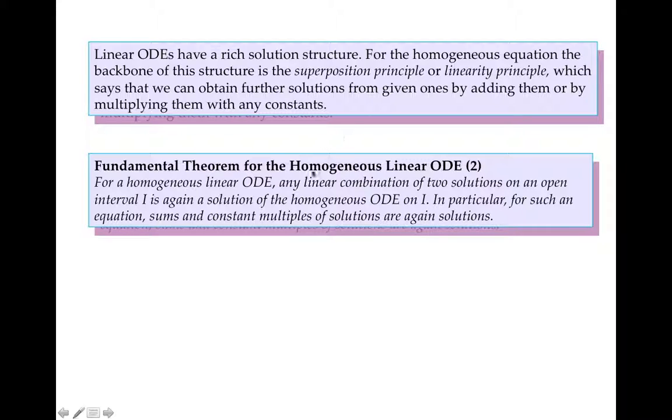So this particular theorem is for second order homogeneous. So for a homogeneous linear ordinary differential equation, any linear combination of two solutions on an open interval I is itself a solution of that differential equation on that interval I. So in particular, for such an equation, sums and constant multiples of solutions are themselves solutions.